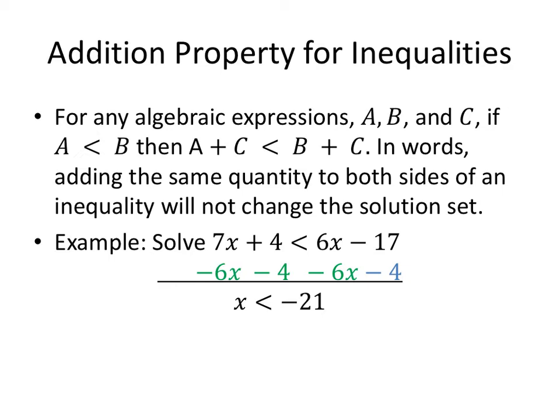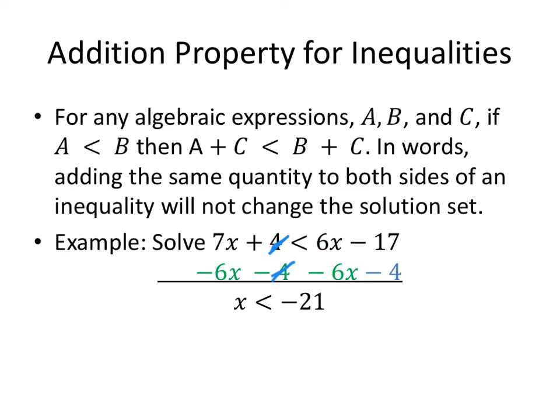Here's an example. If we have 7x plus 4 is less than 6x minus 17, I can choose to move the 4 to the right-hand side of the inequality by subtracting 4 from both sides. And I'll end up with a minus 17 and a negative 4 on the right side.